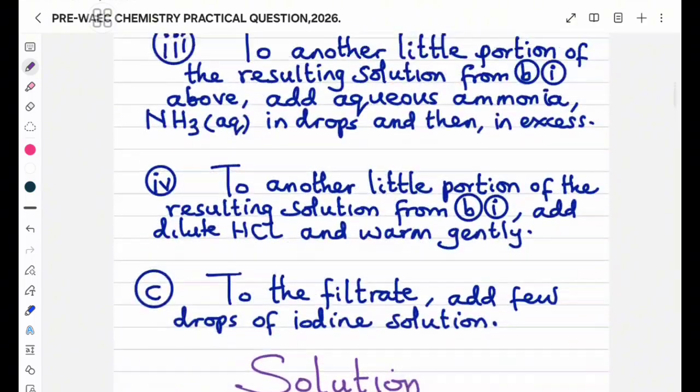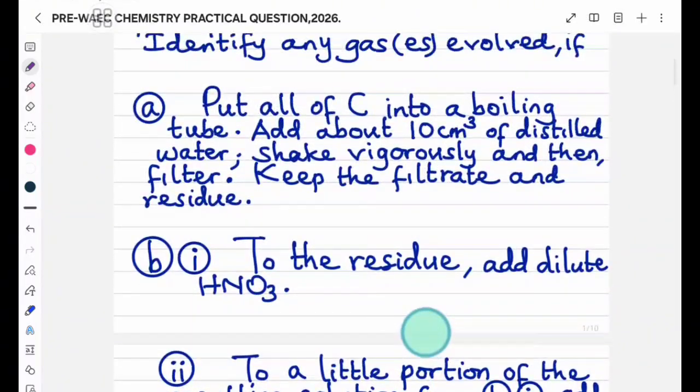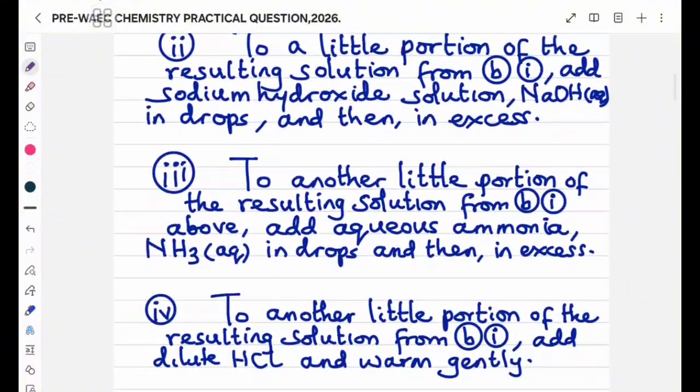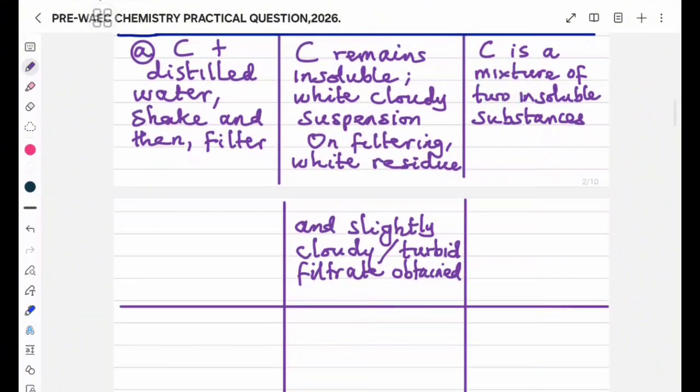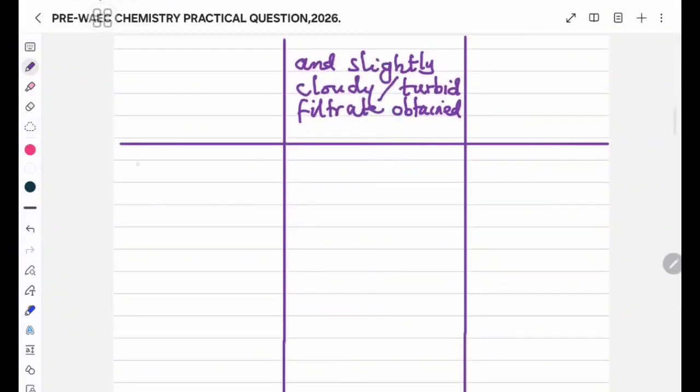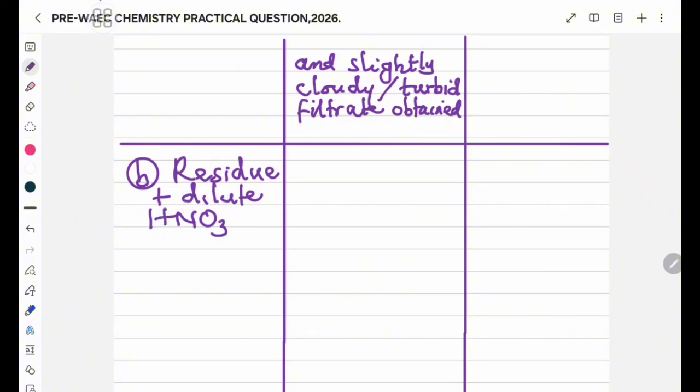What is the next test? The next test we are to carry out is on the residue. To the residue, add dilute HNO3. So in the test column, you write this: residue plus dilute HNO3, dilute HNO3. You are to add the acid, the dilute HNO3, to the residue in the boiling tube or whichever container that is containing that residue.